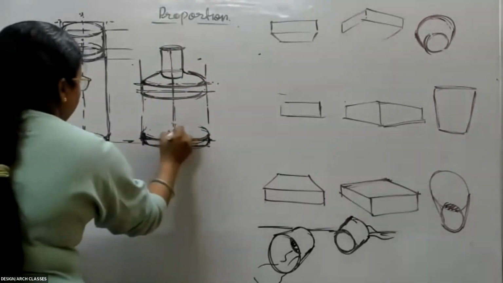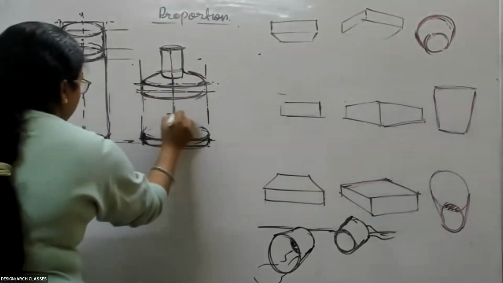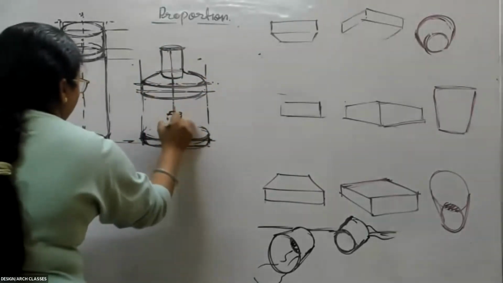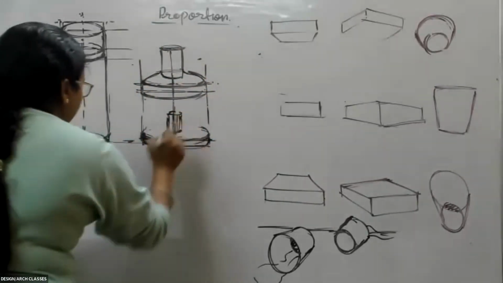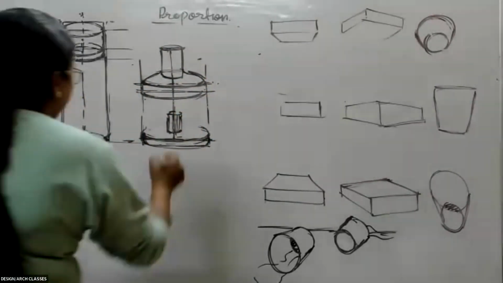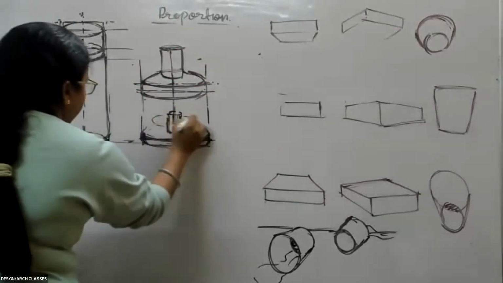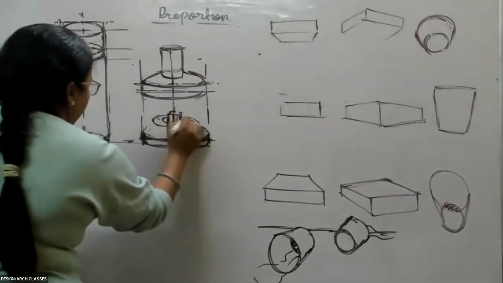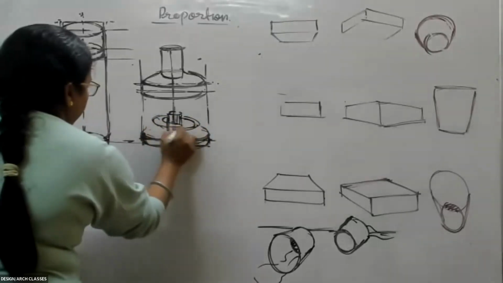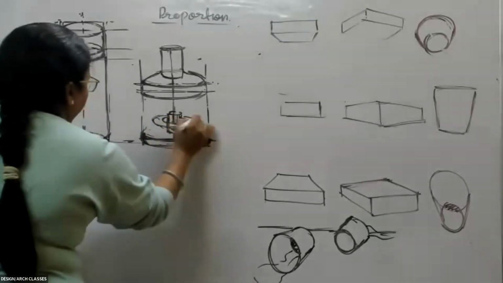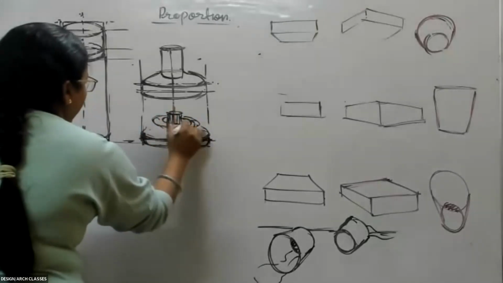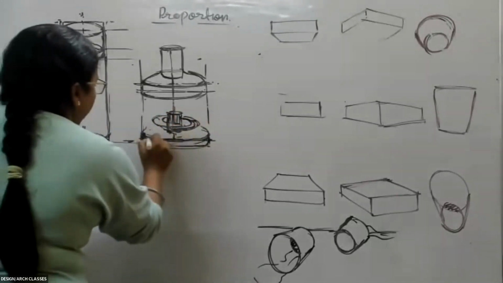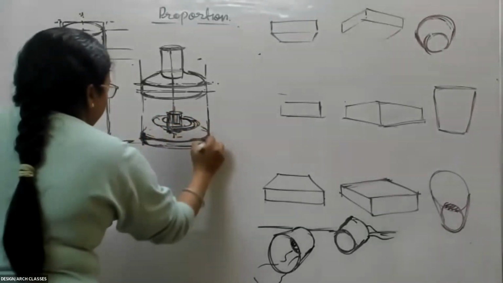And then I also have, because it's a mixer jar, you have something here, and there is something which is like blade, which is visible here. Yeah, but everything in proportion. Nothing is there which is somewhat like not proportionate. That you can't say.